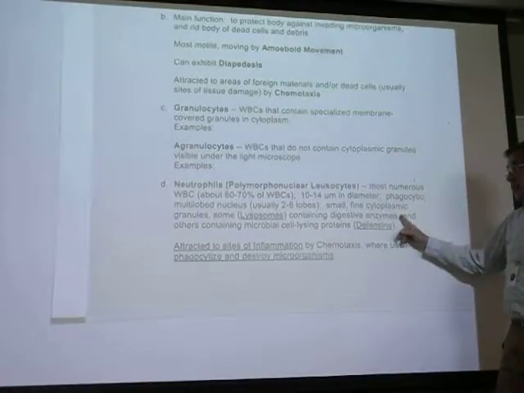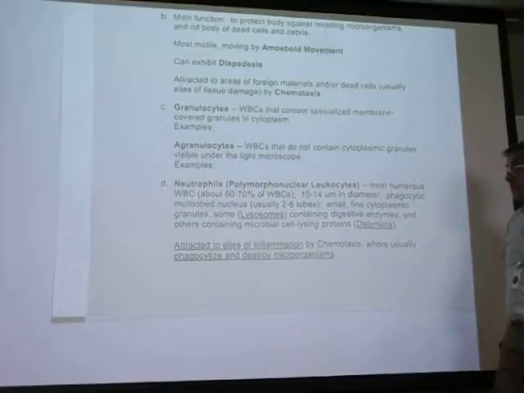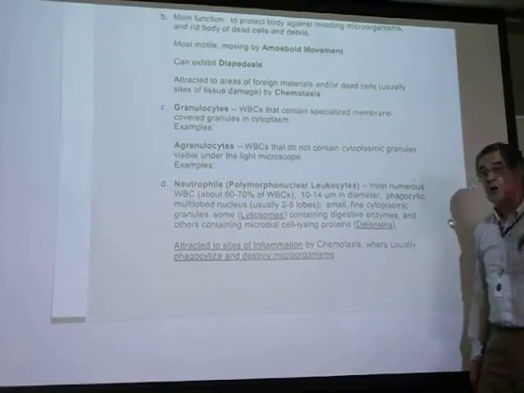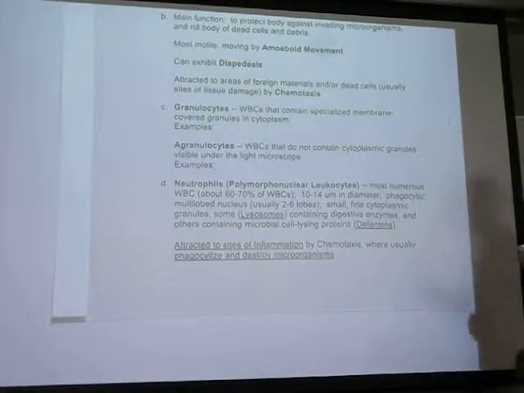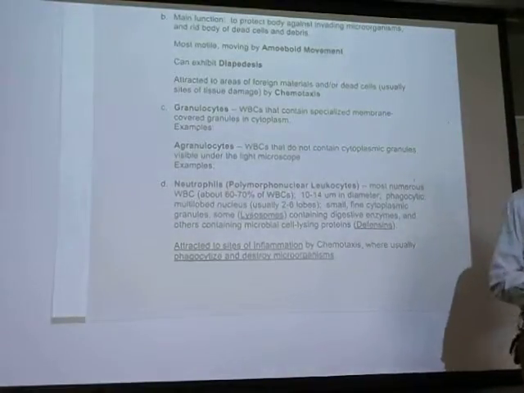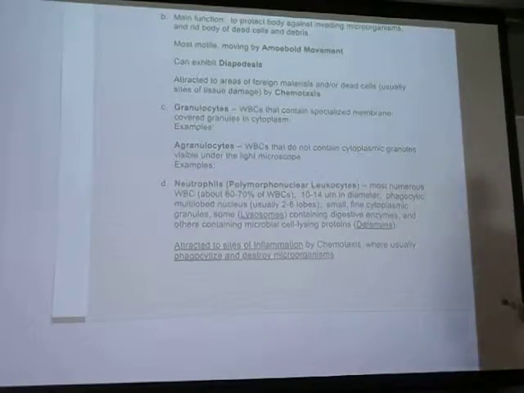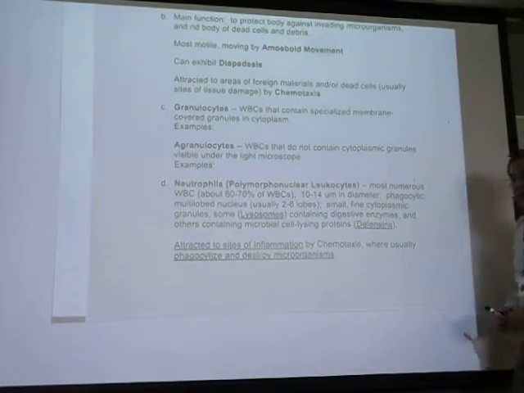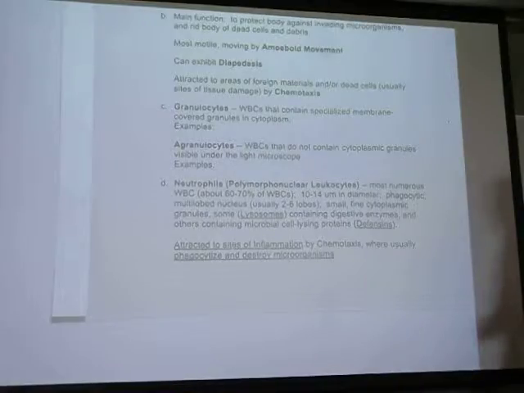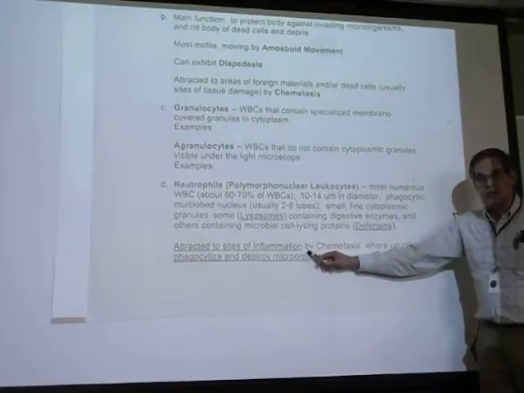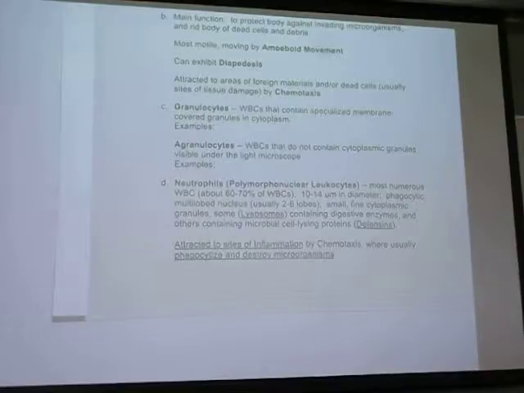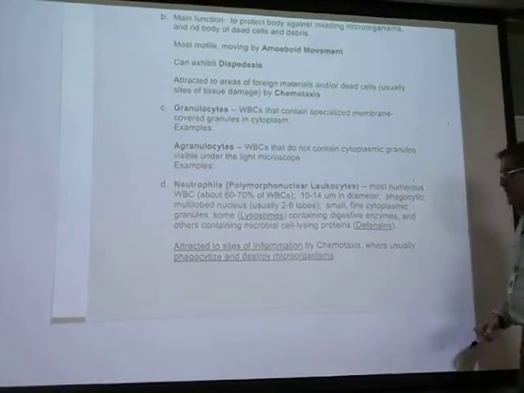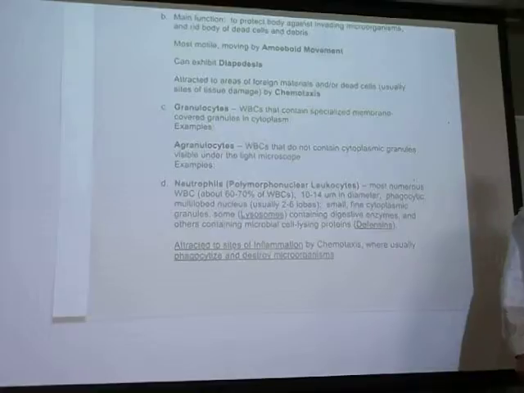And it does have granules, but they're very fine. Some of these are lysosomes. You may remember a lysosome. These are little bags of hydrolytic or digestive enzymes, and they use these, of course, to digest what they take in. We've also got some cell-lysing proteins called defensins. So they're very good at helping to fight infections, both as phagocytes, but they can also kill extracellularly. They're attracted to sites of inflammation, again, by chemotaxis, following a chemical trail. And usually they will phagocytize or destroy the microorganisms that they encounter.